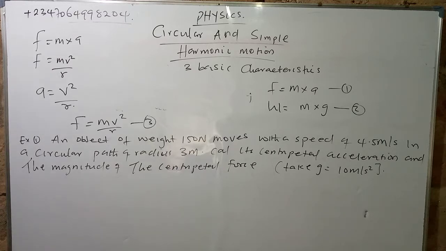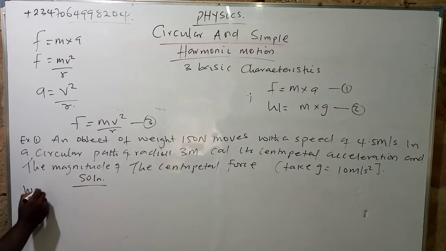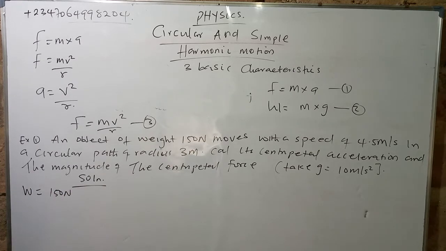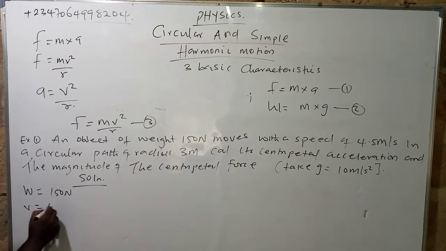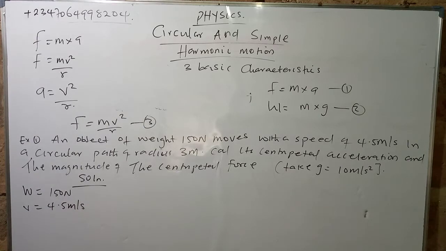An object of weight 150 newtons moves with a constant speed, which is the velocity v, of 4.5 meters per second in a circular path of radius r equal to 3 meters. Calculate the centripetal acceleration and the magnitude of the centripetal force. So first of all, this is the solution. We have the weight, 150 N.